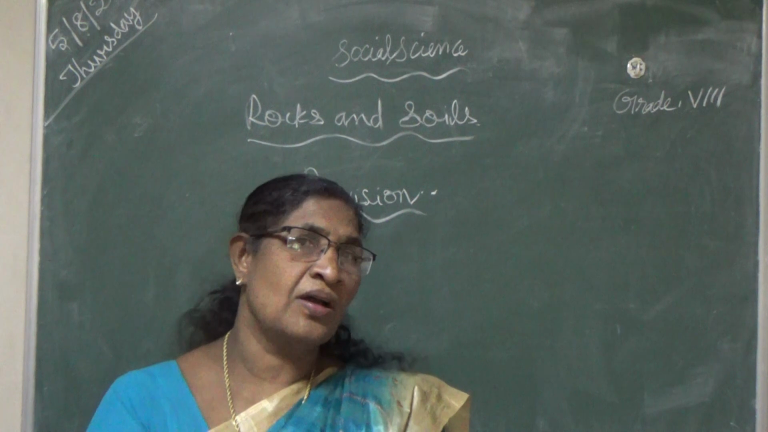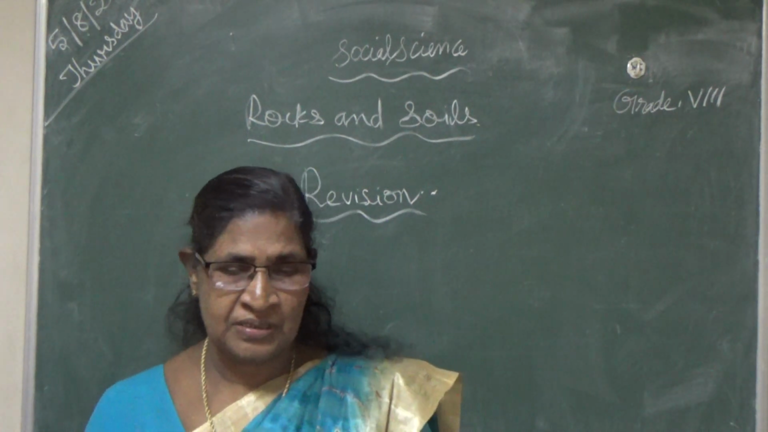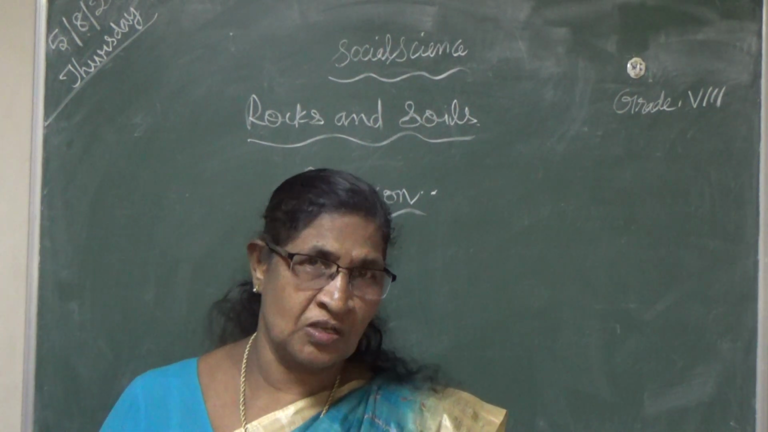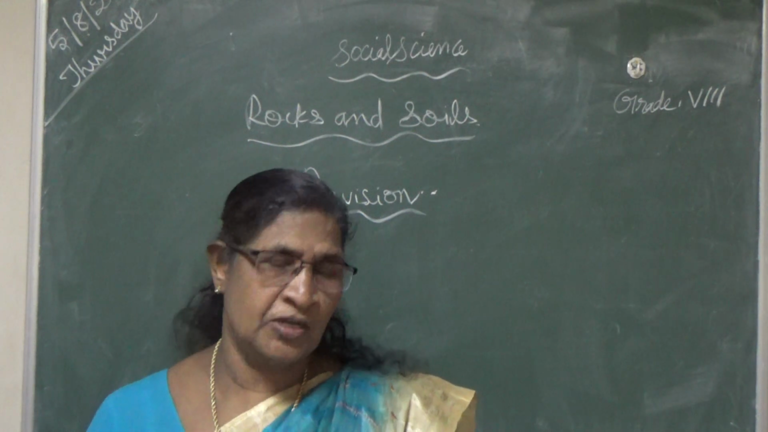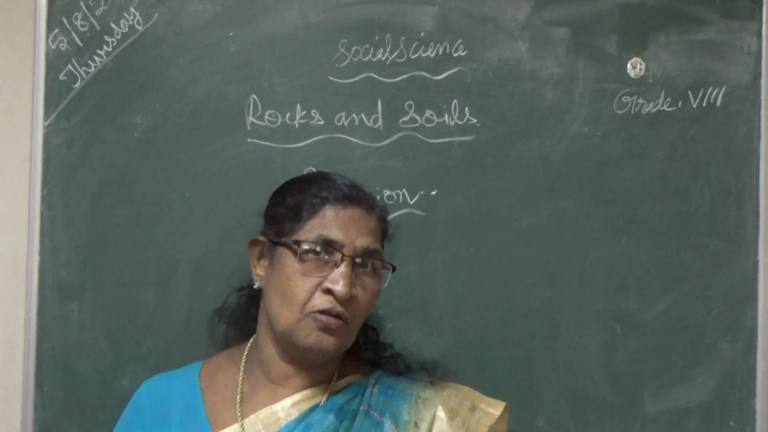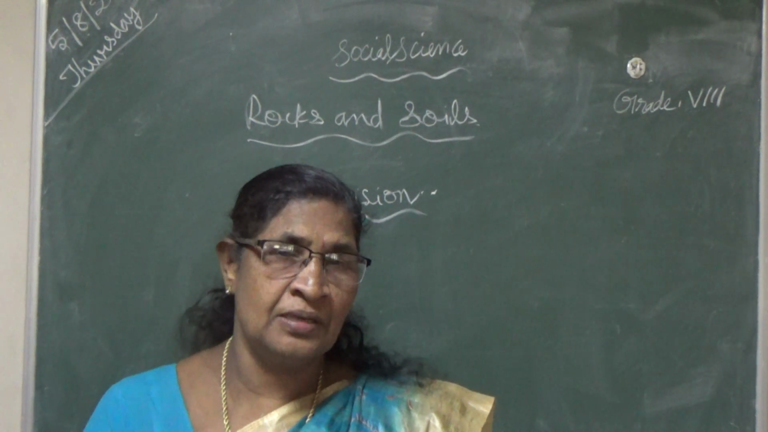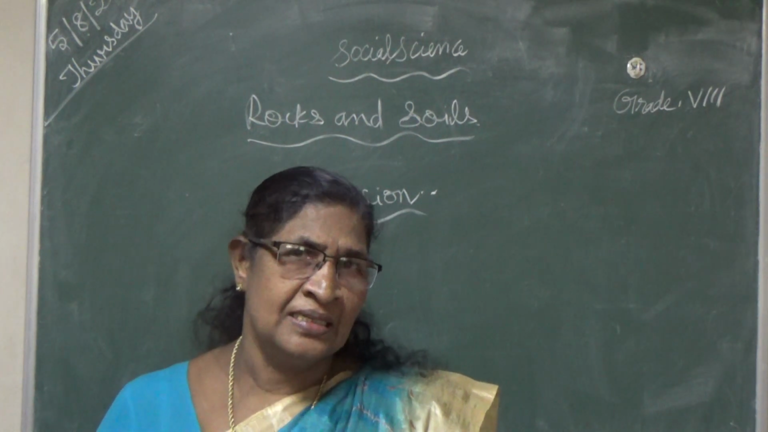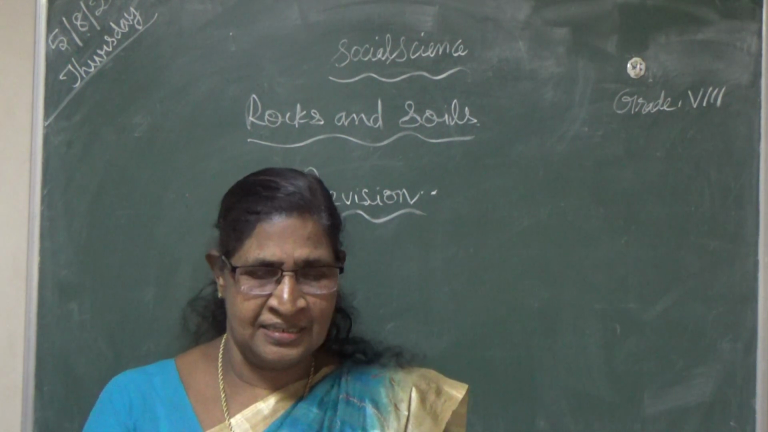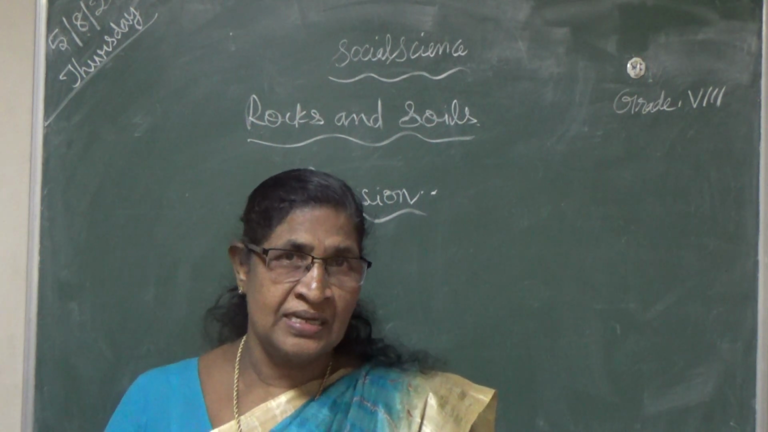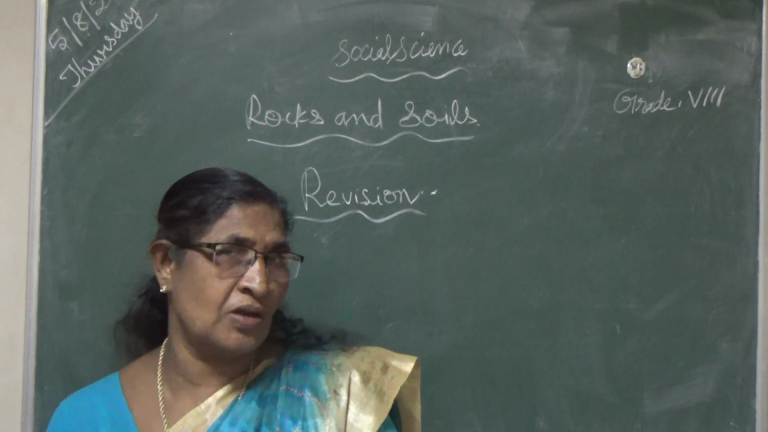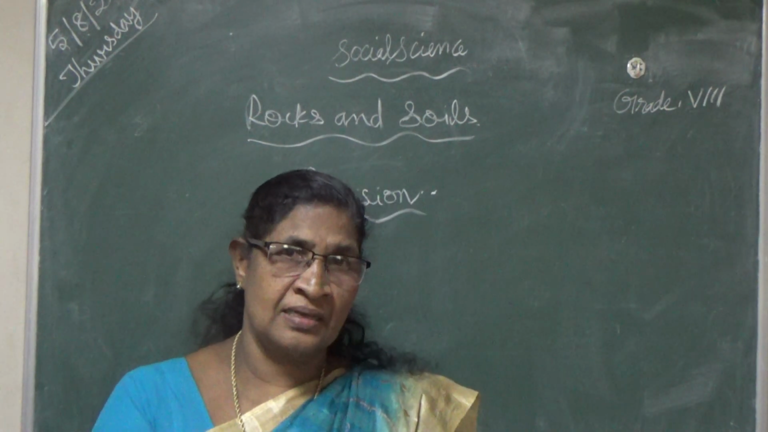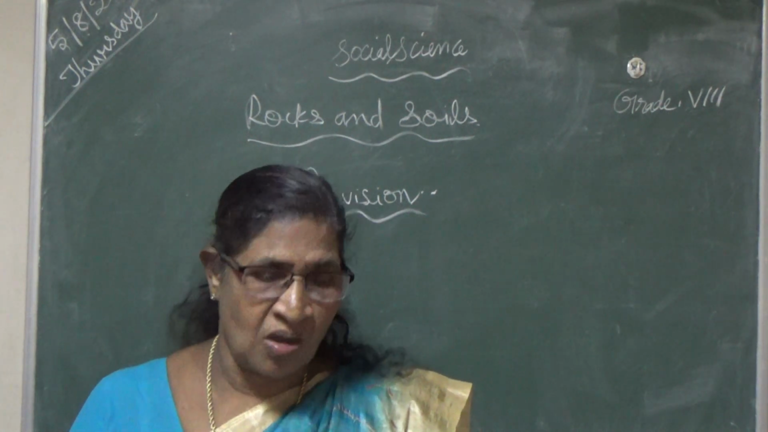Then what is soil erosion? Soil erosion is the removal or destruction of the top layer of the soil by natural forces and human activities. Natural forces mean wind, air, earthquakes, everything, isn't it? Because of this, the top layer of the soil is removed or destroyed. This process is called soil erosion.